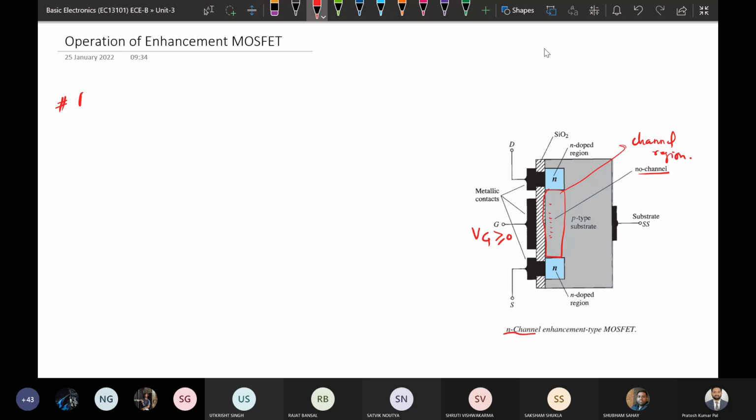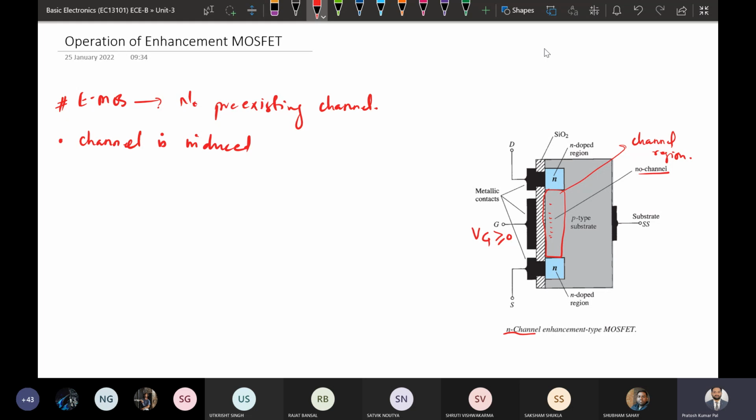So in an enhancement MOSFET, no pre-existing channel is there. Here the channel will be induced. The channel is induced by applying gate to source voltage. We need to induce the channel by applying gate to source voltage.